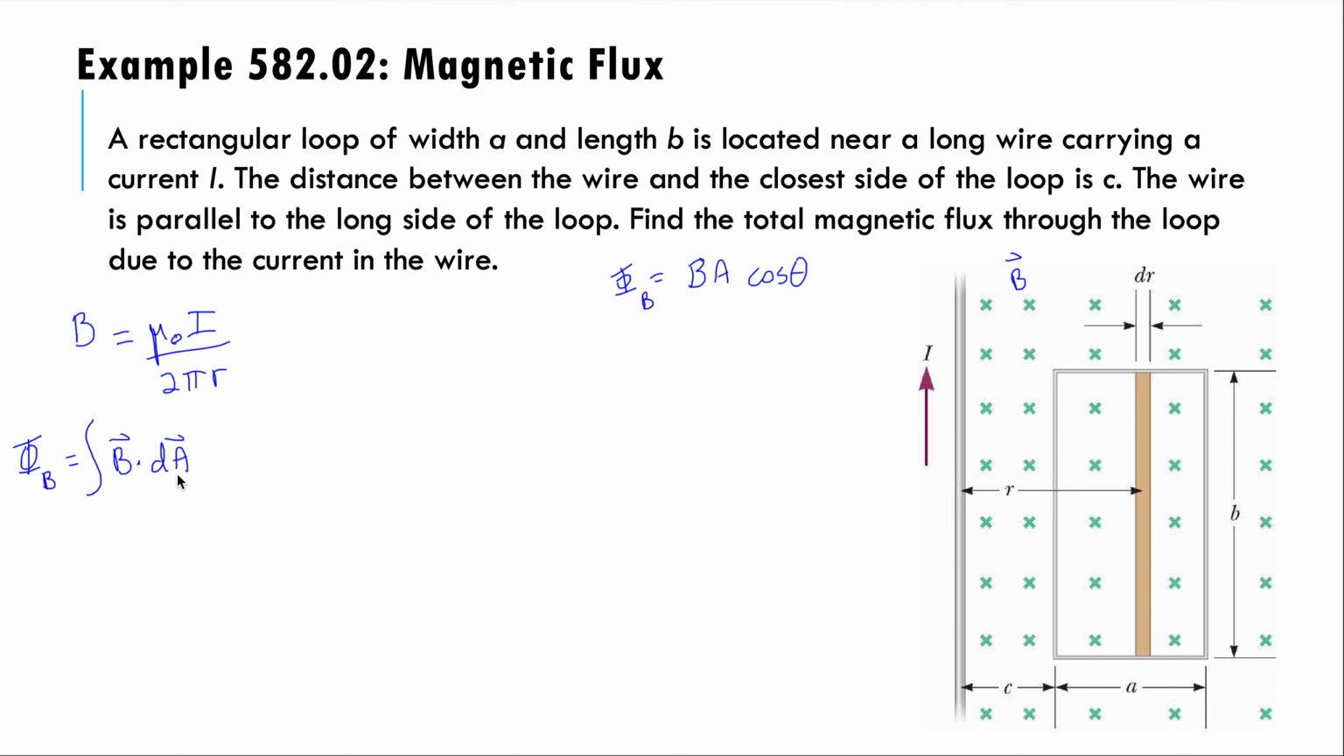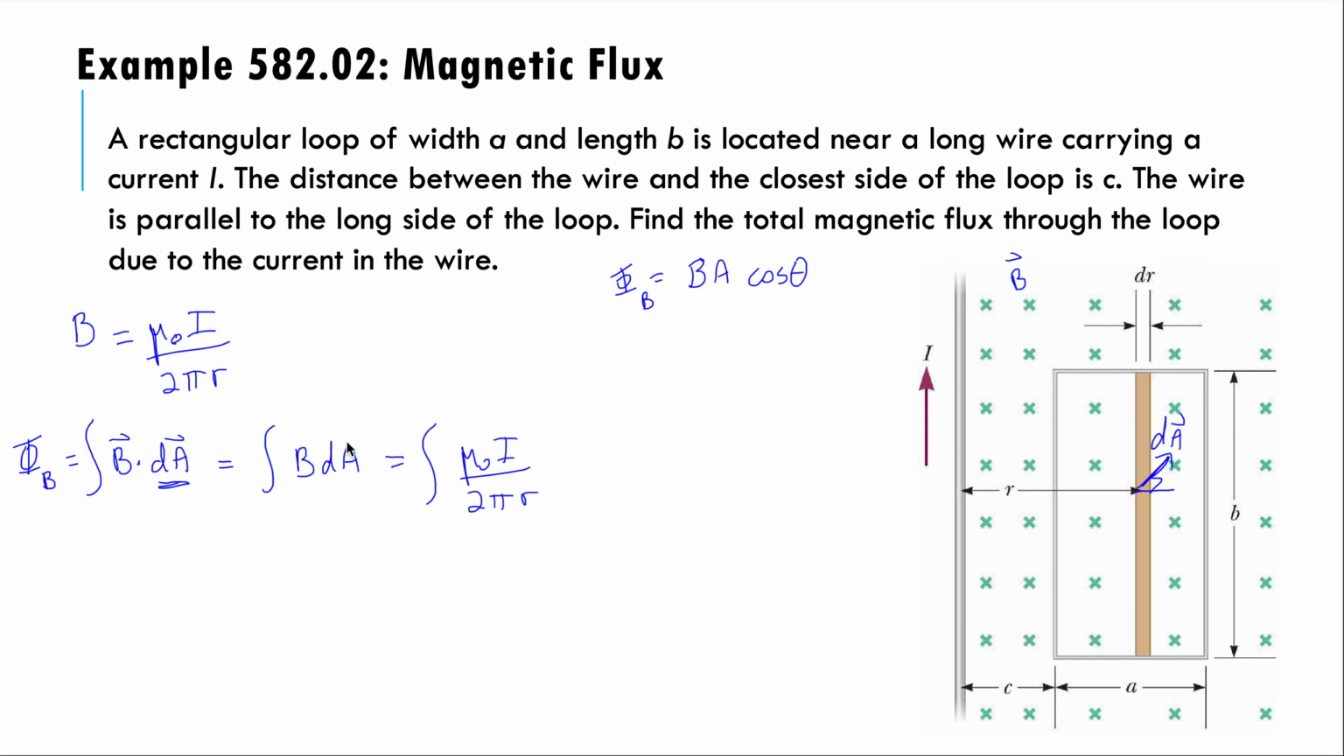Now, for the dot product, remember the area vector points in a direction perpendicular to the surface. So we can assign a direction for dA, which is perpendicular to this surface here and goes into the page just like the magnetic field. So the dot product simplifies and it's just going to be B dA. Now we can go ahead and plug in what we know. The magnetic field, its magnitude is mu naught I over 2 pi r.